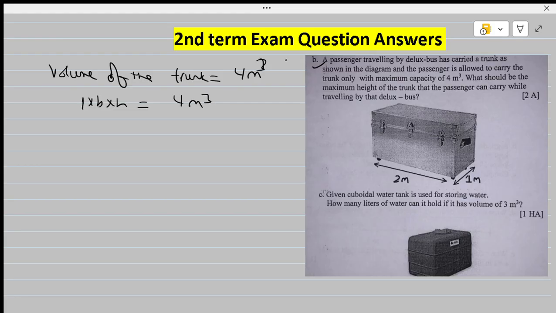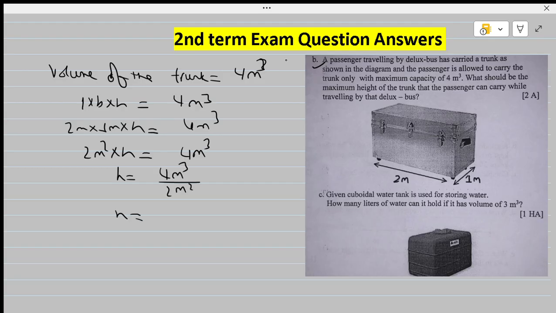So length and breadth we are given here as 2 meter and 1 meter, and height we have to find. So 2 meter times 1 meter, 2 meter square, into h equals 4 meter cube. So height will be 4 meter cube divided by 2 meter square. So 4 by 2 is 2, and meter cube by meter square is meter. So the height of the trunk is 2 meter, which is the maximum height allowed for him to carry. Okay, number C I go.